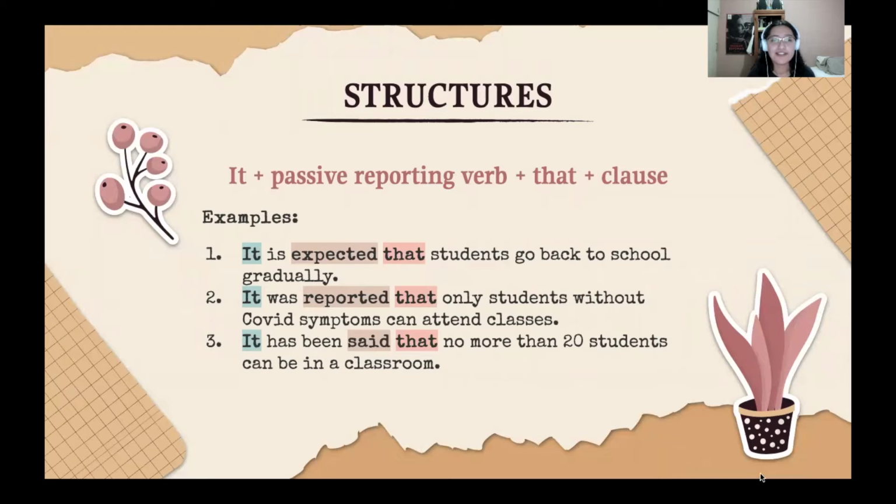There are three structures that can be used for the impersonal passive. The first one is: it plus passive reporting verb plus that plus a clause. Here are three examples. It is expected that students go back to school gradually. It was reported that only students without COVID symptoms can attend classes. And the last one is, it has been said that no more than 20 students can be in a classroom. As you can notice, you can use different verb tenses depending on the sentence. It can be the simple present, the simple past, and the present perfect.